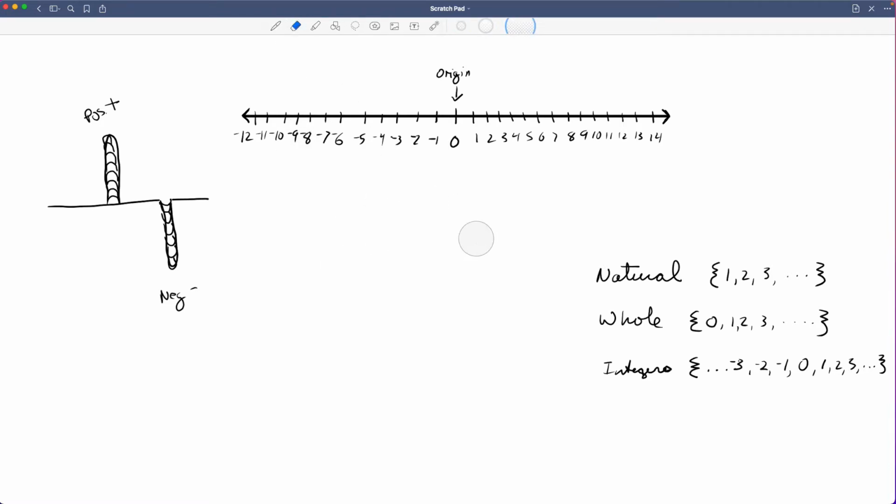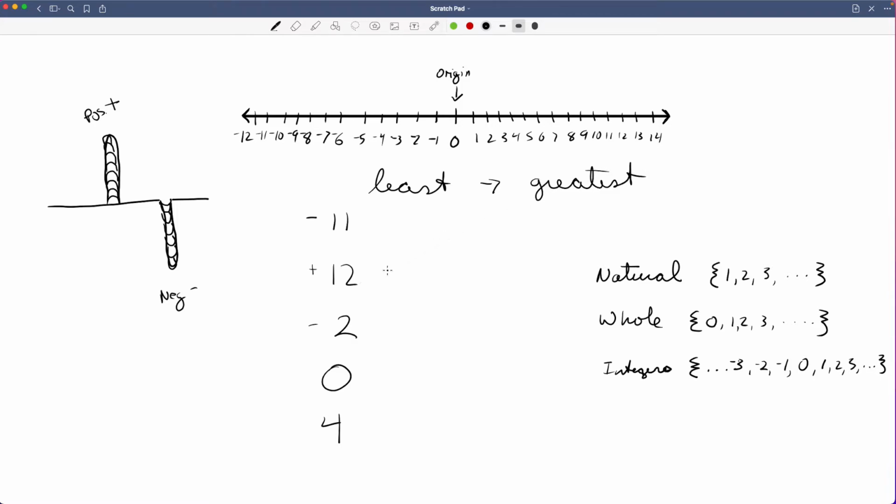So what if I had a group of numbers here and I wanted to put them in numeric order? Let's say I have -11, +12, -2, 0, and 4. What order would I put them in so that they are in the proper numeric order? Well, all you have to do is think about your number line and put them in the order from least to greatest based on their position in the number line. So least to greatest, we're going to order these numbers.